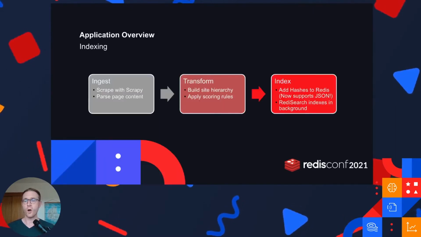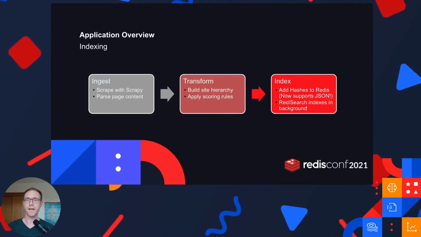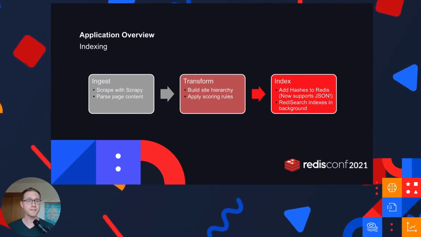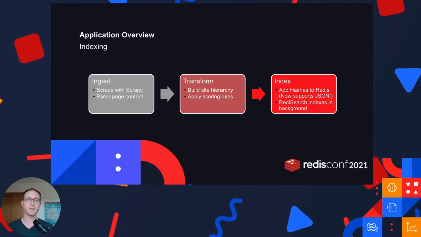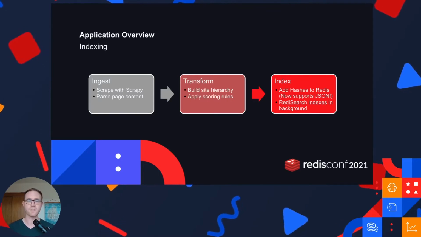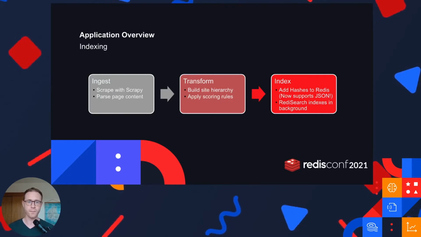So this is an overview of the indexing portion of this application. Like most search applications, there are two big pieces. There's indexing, when we actually add content into the search index, and then there's querying, when somebody wants to find stuff that's in the search index.